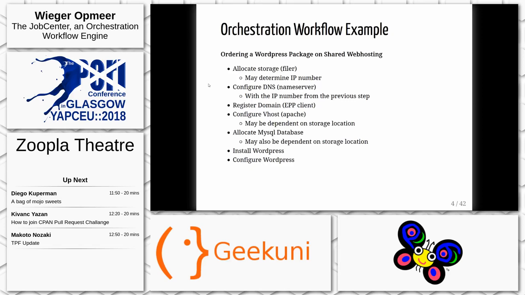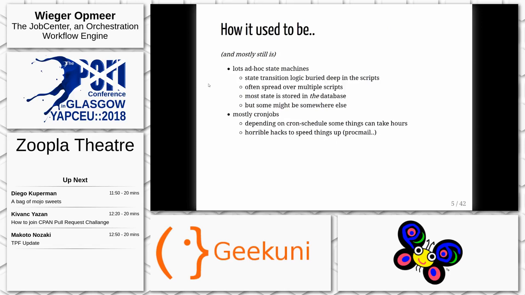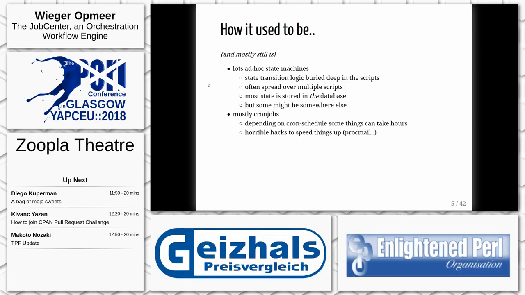I'm probably missing steps, but this is sort of what you need to do. And so this is an example of what orchestration is. Currently, most of that is done by lots of ad hoc state machines running from cron jobs, some state field in a database, as in depending on what is actually happening, that might be a different state field. The business logic is spread over multiple scripts, multiple locations. So you actually have to know the system really, really well to actually debug things, where things go wrong.